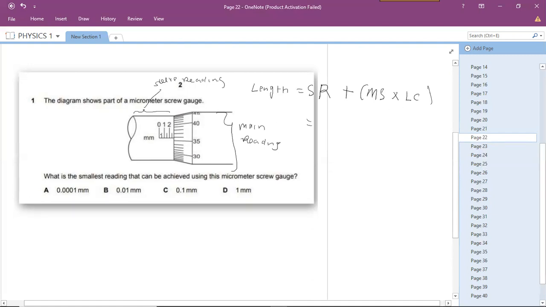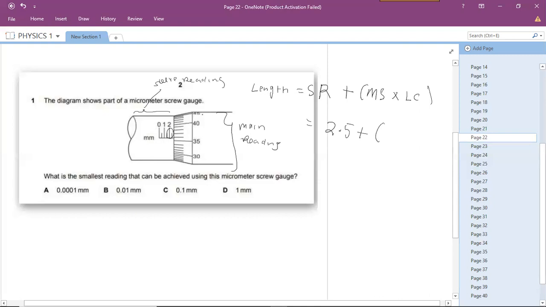So here our sleeve reading is 0.5. So this is 0, 0.5, 1, 1.5, 2, 2.5. So our reading here is actually 2.5. Our sleeve reading is 2.5. We're adding that 2.5 with our main scale reading.